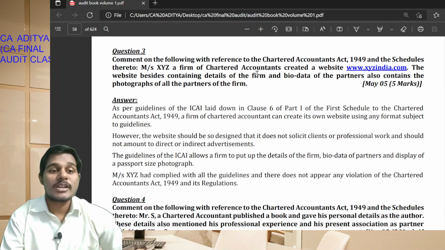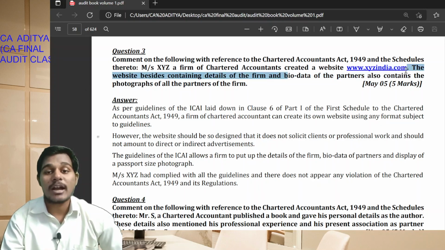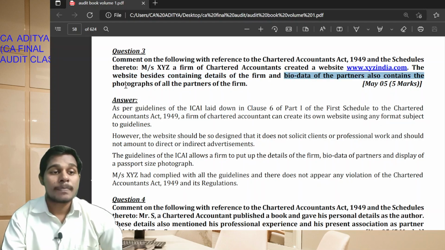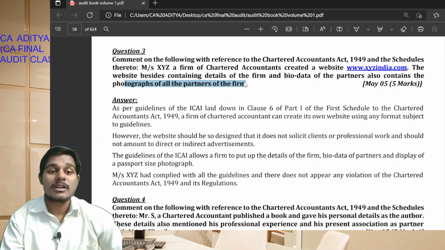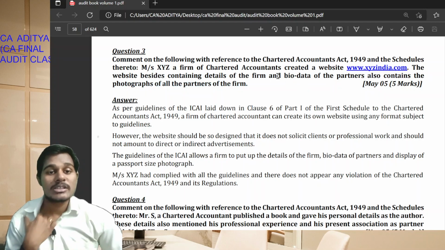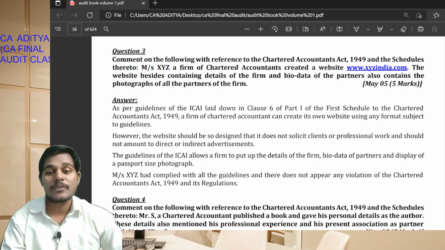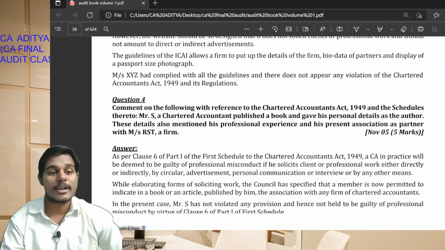Comment on the following. Mr. XYZ, a chartered accountant, created a website XYZ India. The website, besides containing details of the firm, has a biodata of partners along with photographs of all partners. In this case, there is no disqualified information or prohibited information. So, in this case, there will not be professional misconduct by the chartered accountant.